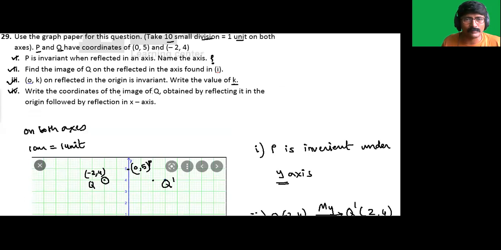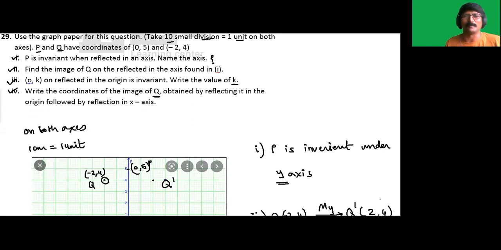Write down the coordinates of the image of Q obtained in reflection in the origin followed by the reflection in the x-axis. Okay, read the question very carefully. Reflection under the x-axis. That means it is just the same thing, isn't it? The single reflection would be what? First they are saying first reflect under the origin and then the x-axis. So the single reflection would be the y-axis, isn't it? Which would be the same as Q prime.